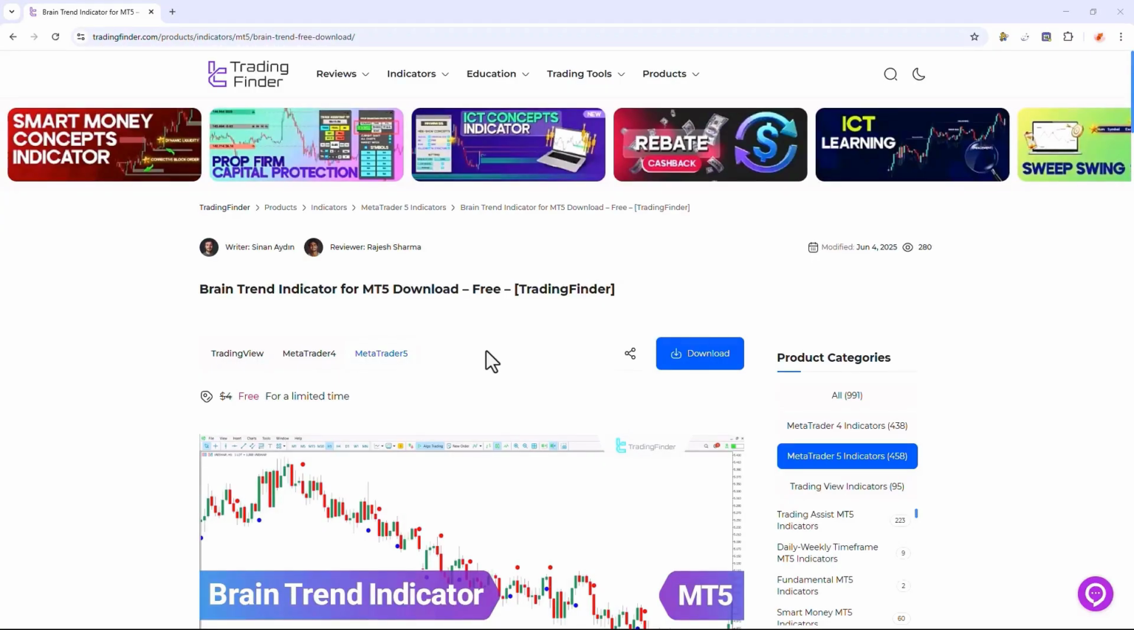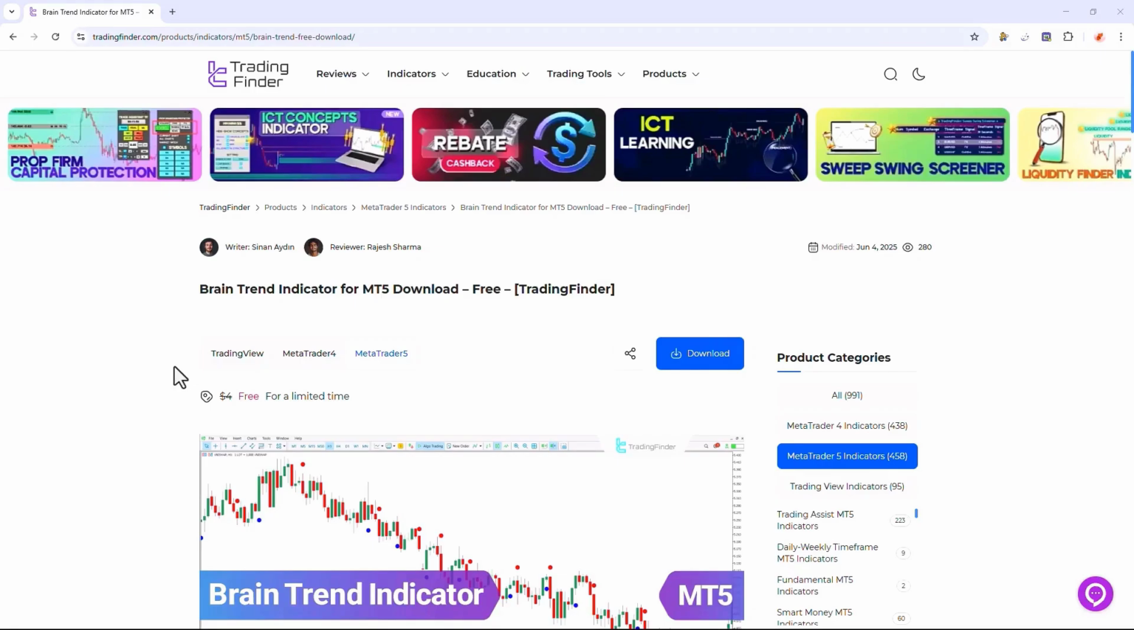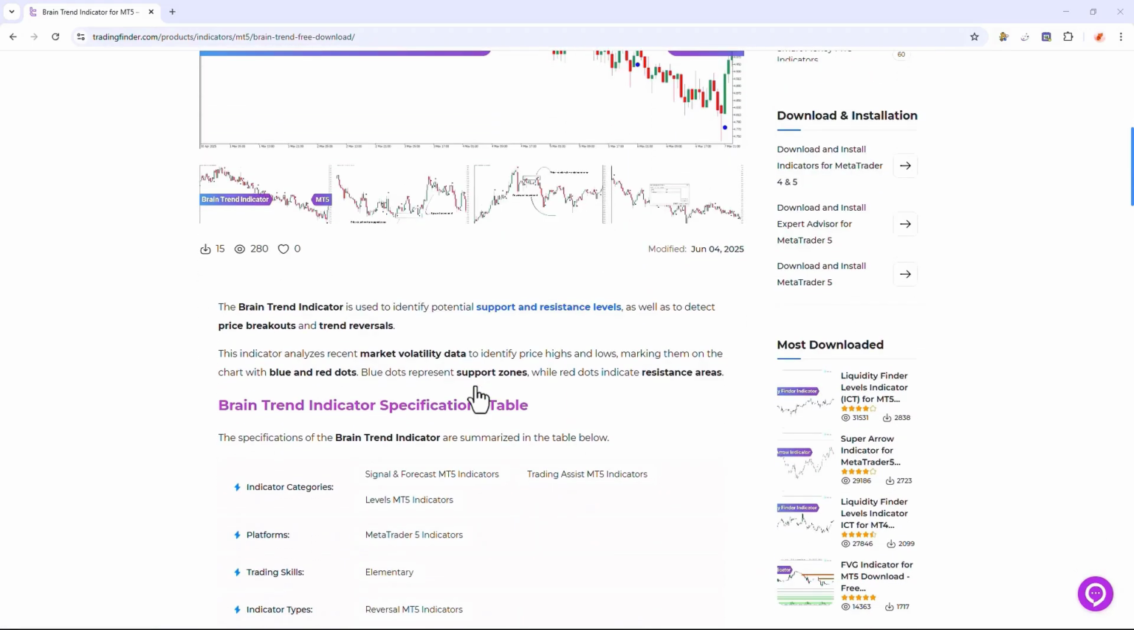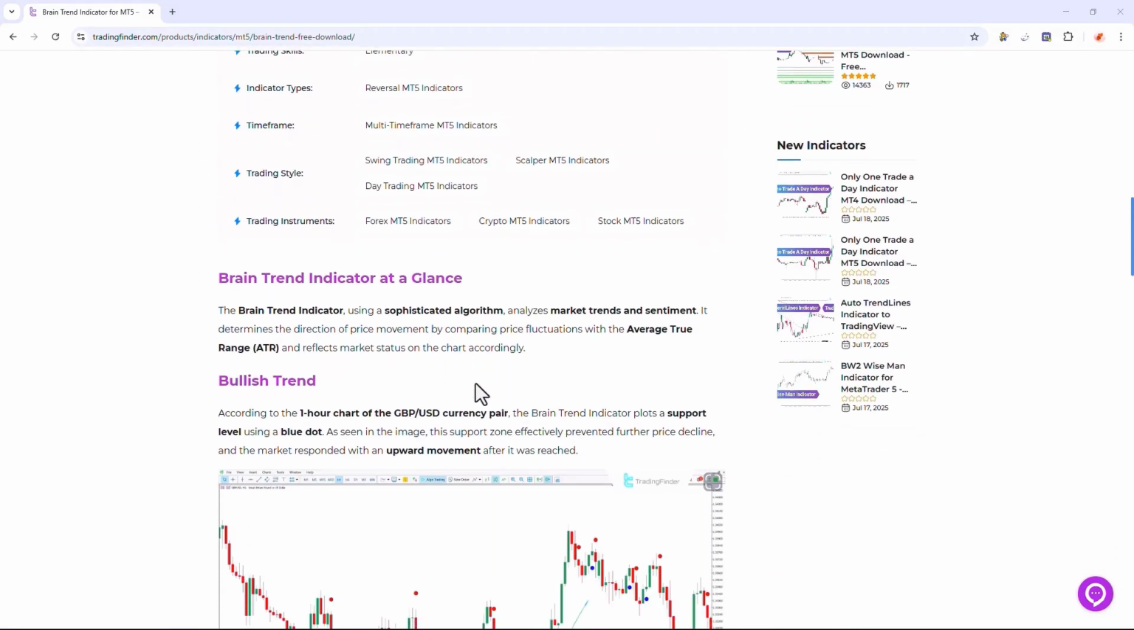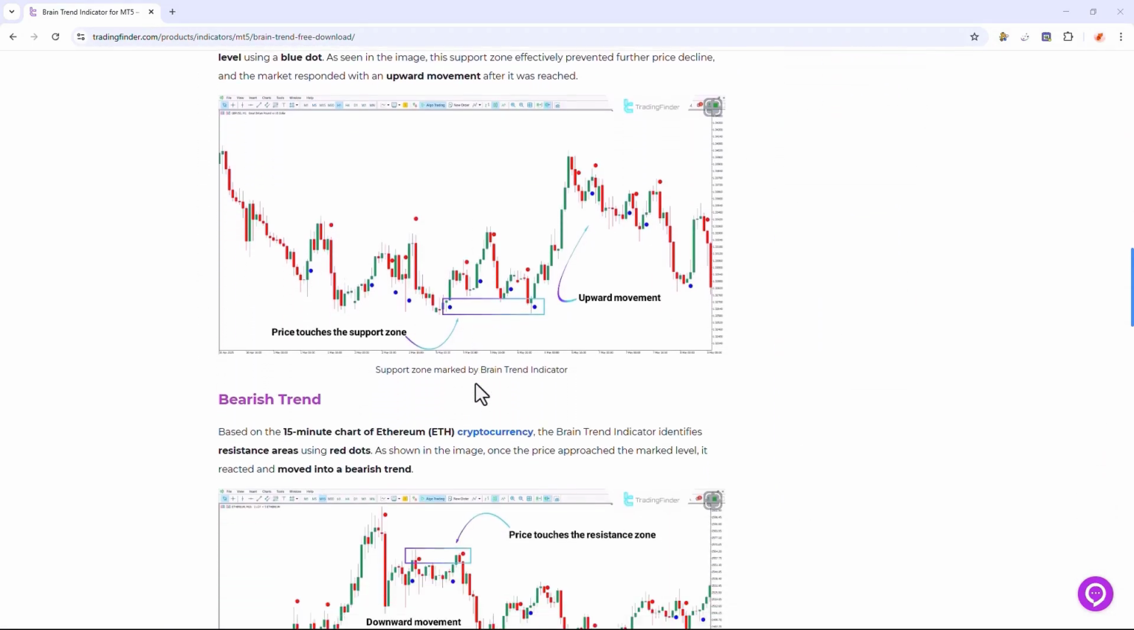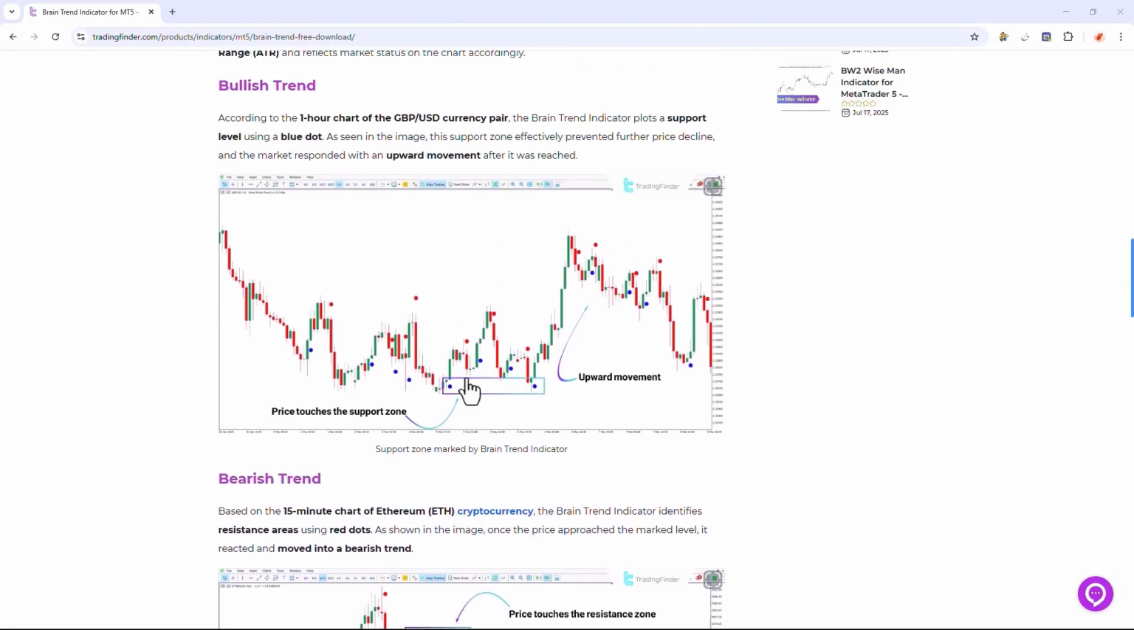The brain trend indicator is available for various platforms on the TradingFinder website. From this section, you can download the indicator file for MetaTrader 4 and MetaTrader 5 platforms and run it on your chart. Additionally, traders can read this page to learn about how the indicator works and its functionality.